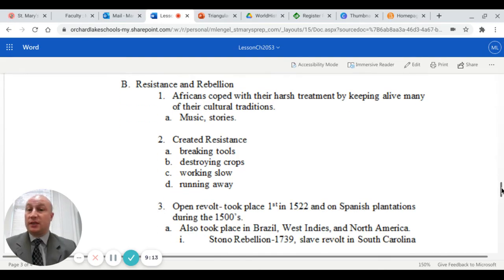You did have some resistance and rebellion, though. You did have slaves rebelling against their owners. Africans would cope with the harsh treatment by keeping alive many of their cultural traditions, such as music and stories. They would create resistance. They would break tools, destroy crops. They would work in a slow fashion. They had started to run away and escape. There were some open revolts.